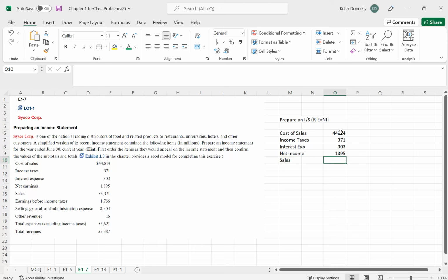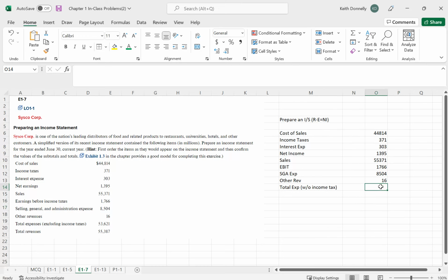We have our sales of 55,371. We have our earnings before income taxes of 1766. So EBIT, earnings before income taxes. Then we're going to have our SG&A expense, our selling, general and administrative expense of 8504. We're going to have our other revenues of 16. Then we'll have total expenses without income tax. So before we take the income tax expense, that's going to be 53,621. Then we're going to have total revenues of 55,387.